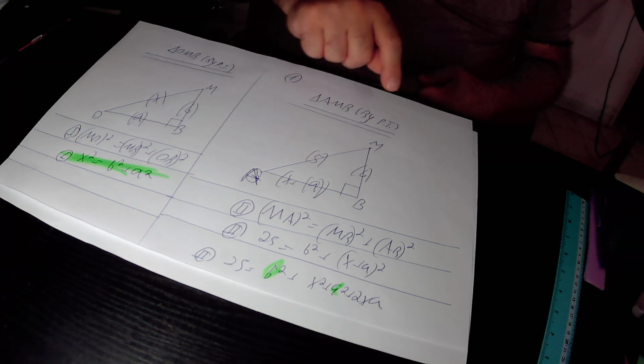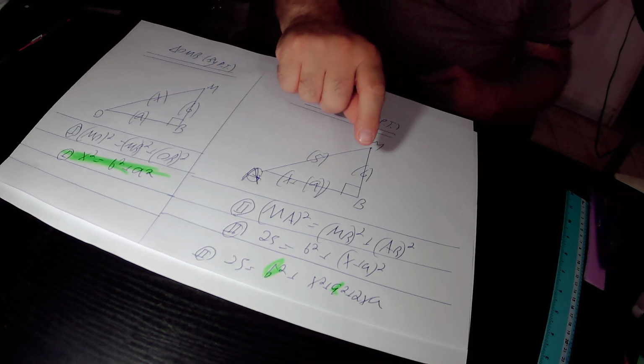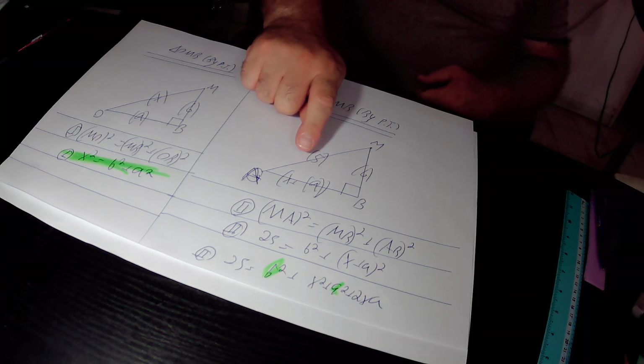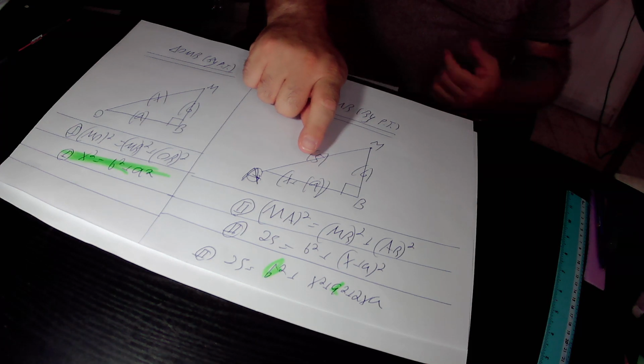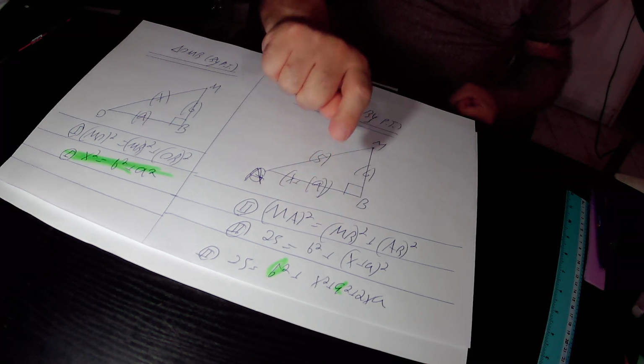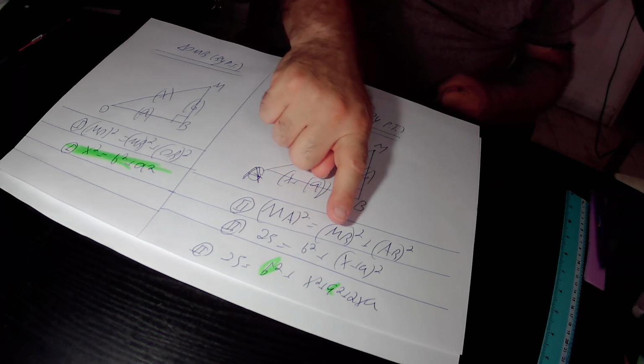AM is 5, therefore AM square is 5 square, that is 25, and it is equal to BM square. BM is B, therefore BM square is B square, plus BA square. BA is x plus A, therefore BA square is (x plus A) square. So in total, according to equation 2, we found out that 25 equals B square plus (x plus A) square.